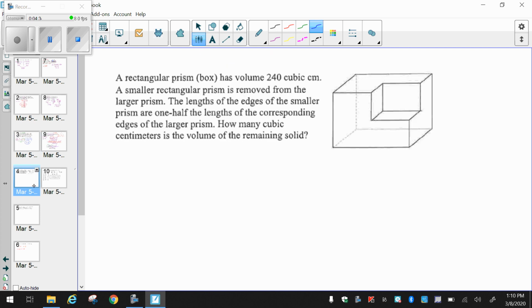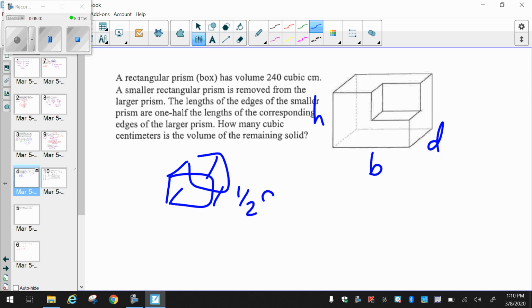So this one was a little bit of a tricky one, I think, for many of you to think through. So what it says here is that in the smaller prism, so there's a little tiny prism here that gets cut out, the lengths here are 1/2 what the larger one would have been. So if the larger one has base times height times depth, then our smaller one is a half of the depth and a half of the base and a half of the height.